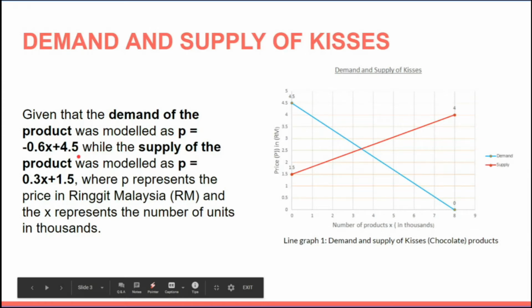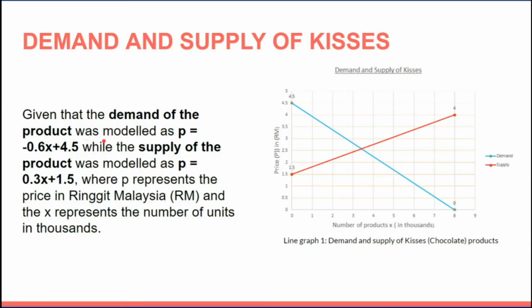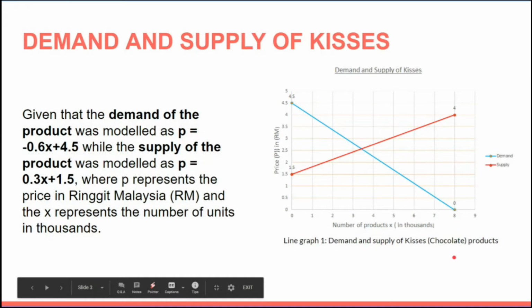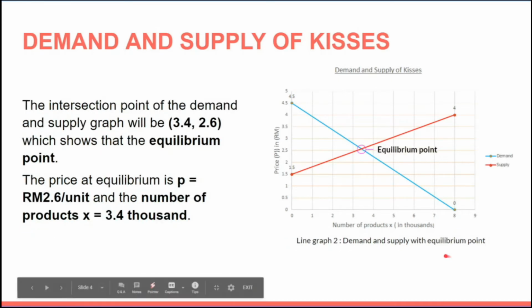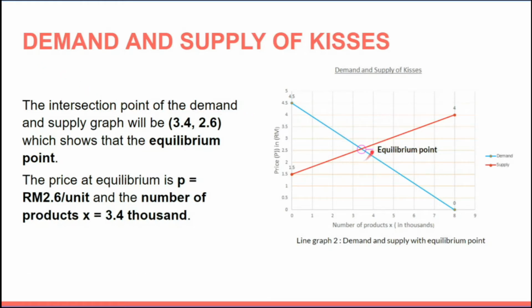In the graph, given that the demand of the product was modeled as P equals negative 0.6x plus 4.5, while the supply of the product was modeled as P equals 0.3x plus 1.5. In the graph, P represents the prices in ringgit Malaysia, RM, while x represents the number of products in thousand units. Next, we can see the intersection point of the demand and supply is 3.5 for the value of x and 2.6 for the value of y.